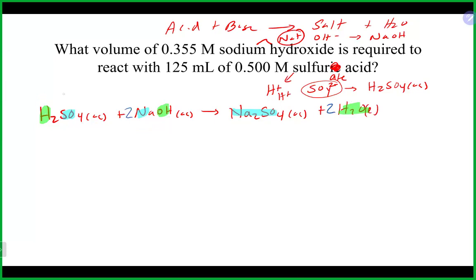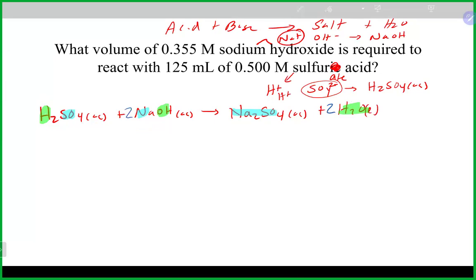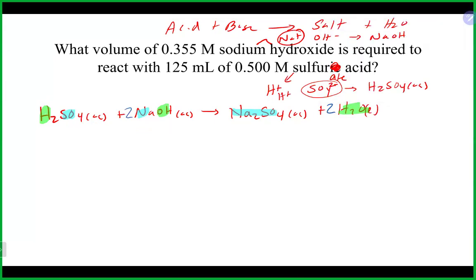Now that we did that, we could look at what information is given to us. And in this particular problem, we are looking for the volume of sodium hydroxide. We do know its molarity, which is 0.355 moles per liter. We are told that we're reacting 125 milliliters of our sulfuric acid, and we do know its molarity, which is 0.5 moles per liter as well.